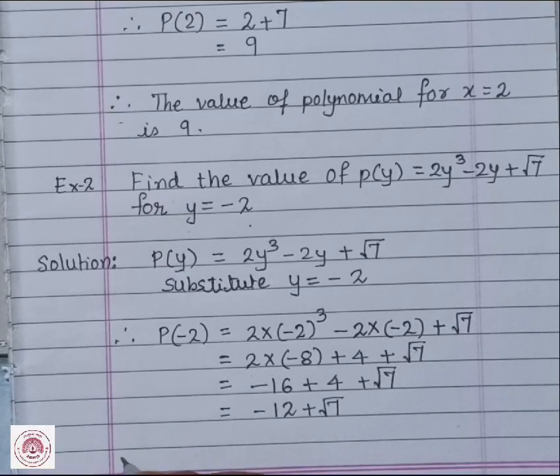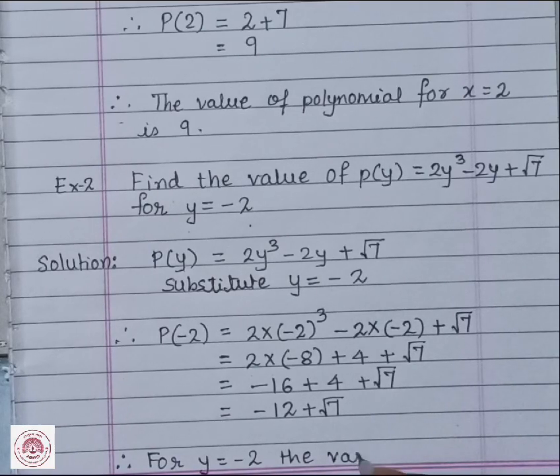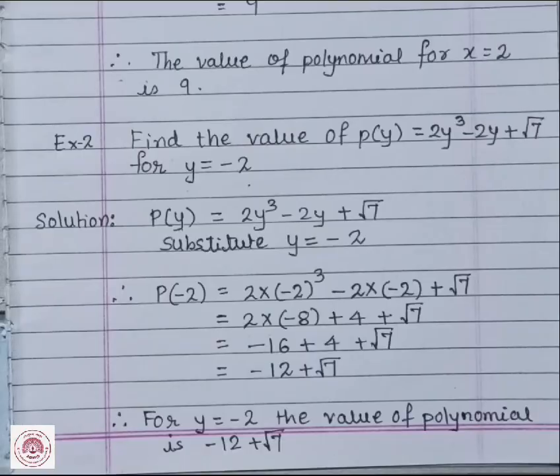So therefore, for y equals negative 2, the value of the polynomial is negative 12 plus root 7.